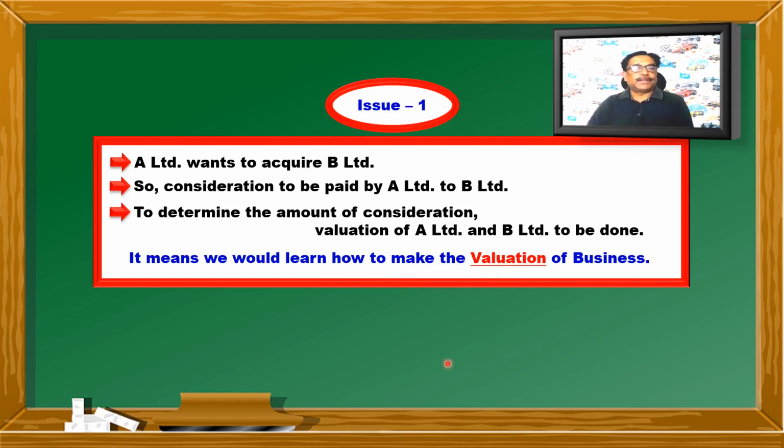It means we would learn how to make the valuation of a business. I told you three pillars: risk, return and value. In every problem you would see, either they are asking to calculate risk, or they are asking to calculate return, or they are asking to calculate value, or they are asking a combination of any of these three. In each and every problem you would see. Okay, that is your issue number 1.